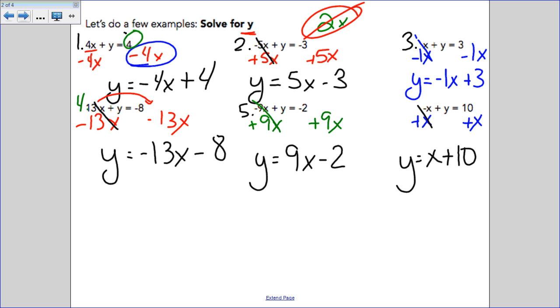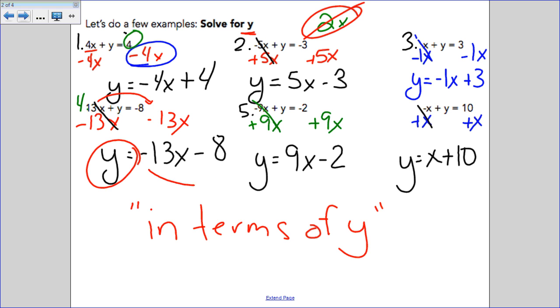Okay, good job. That should just be a review of multi-step equations, but all of these were solved in terms of y. These were all solved in terms of y because they all say y equals everything else.